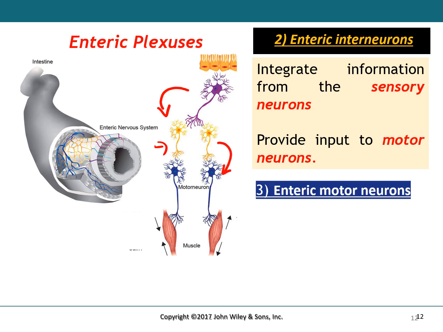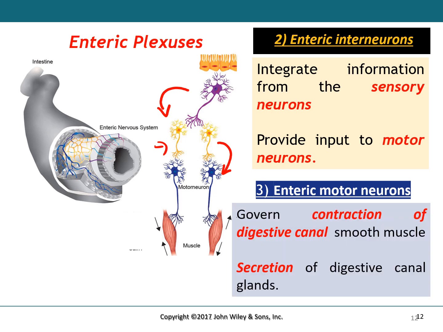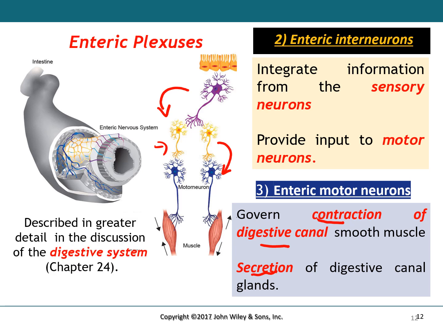Finally, the enteric motor neurons, the ones that are in contact with the muscles, will be controlling the contraction of the digestive canal and also control the secretion of the glands to the digestive system. And again, we will talk more about this. I know it was very quick, but we will talk about that in more detail in chapter 24 next semester.